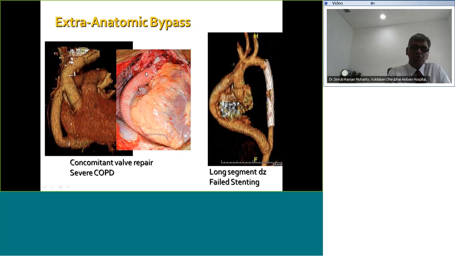The most preferred way of putting the graft is around the right border of the heart, where the graft is taken from the ascending aorta and it curves around the right atrium and goes down and reaches the descending aorta. In most situations, the descending aorta above the diaphragm is the preferred area.